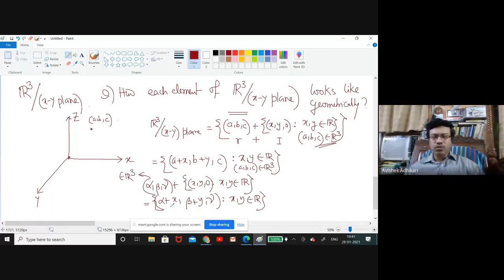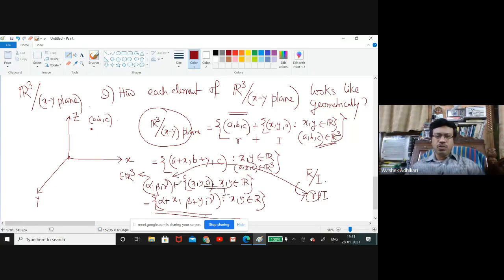Now, what is the geometrical interpretation of this? So this is one element of this quotient. So this is just one element. As I have mentioned, if R quotient I is the ring, then one element should look like R plus I. So here this is my particular R and this is my particular I. So the whole thing is nothing but a set.